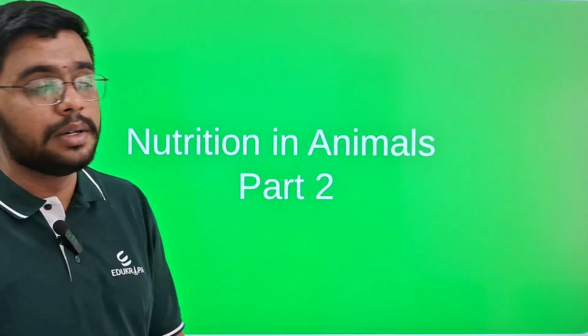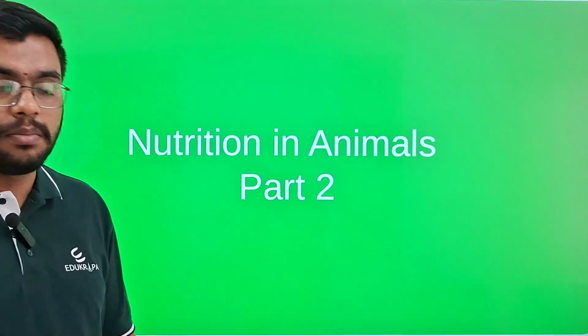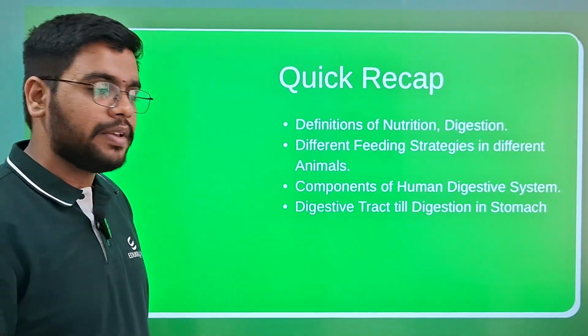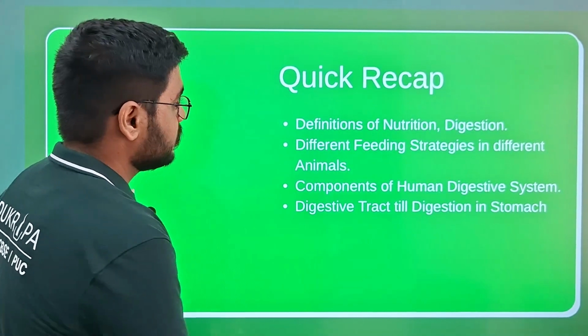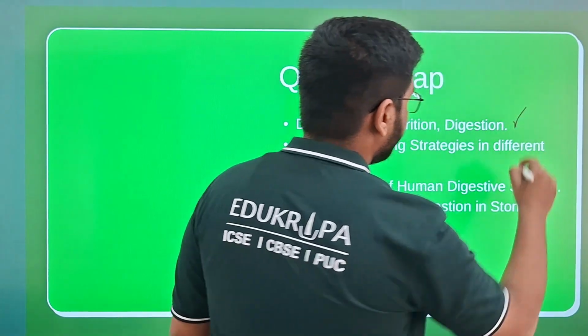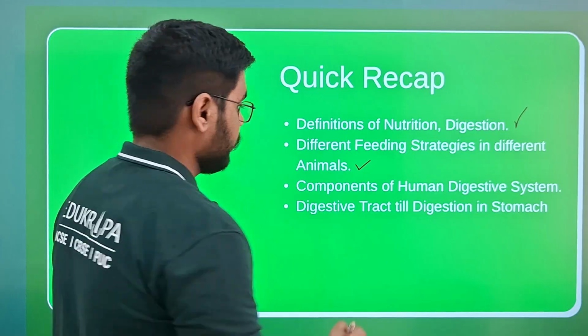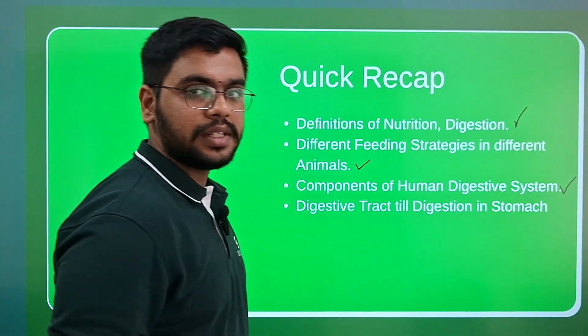Today we are continuing with part 2 of the chapter Nutrition in Animals. Before that, we will have a quick recap. What did we learn in the previous videos? We learned the definitions of nutrition and digestion. We learned about the different feeding strategies in different animals and the components of the human digestive system.